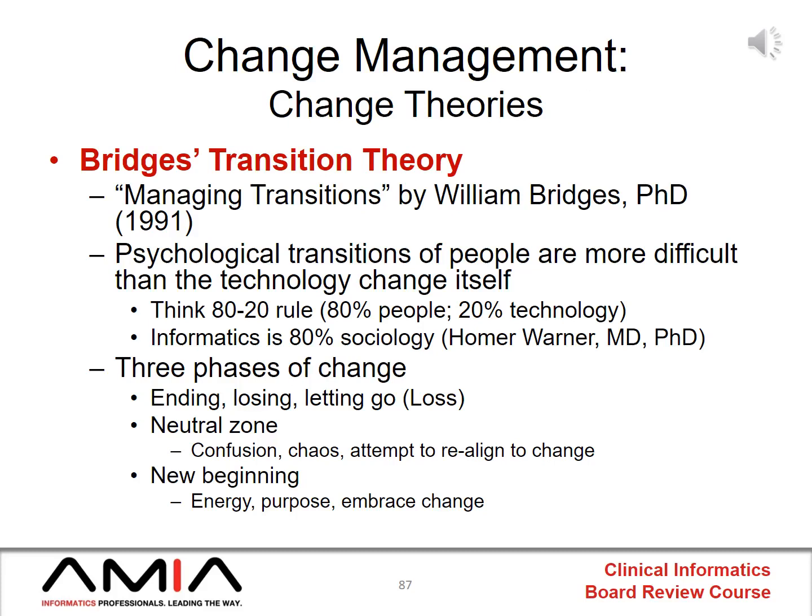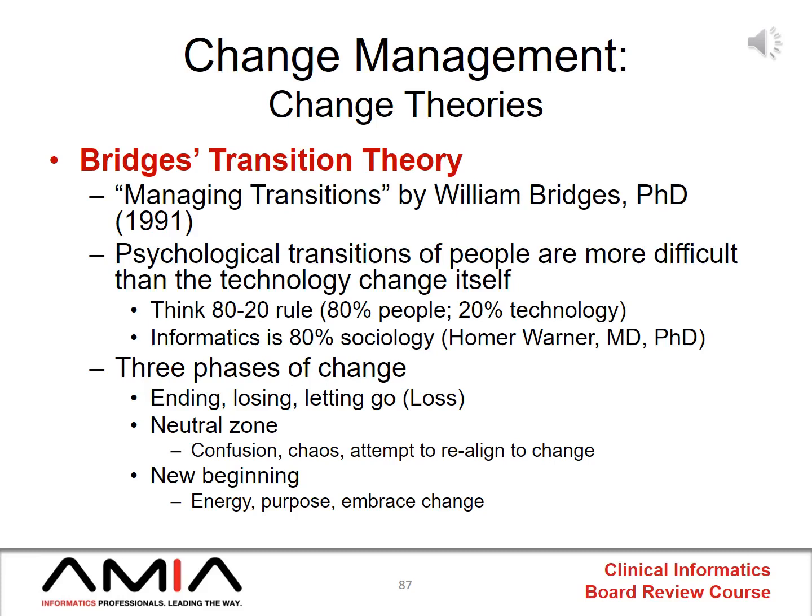The next change theory you should be aware of is Bridges' transition theory. This theory states that the psychological transitions of people are more difficult than the technology change itself. So you should be thinking about the 80-20 rule, that change is 80% people and 20% technology. And this falls right into line with what Dr. Warner used to say about informatics, which is that informatics is 80% sociology.